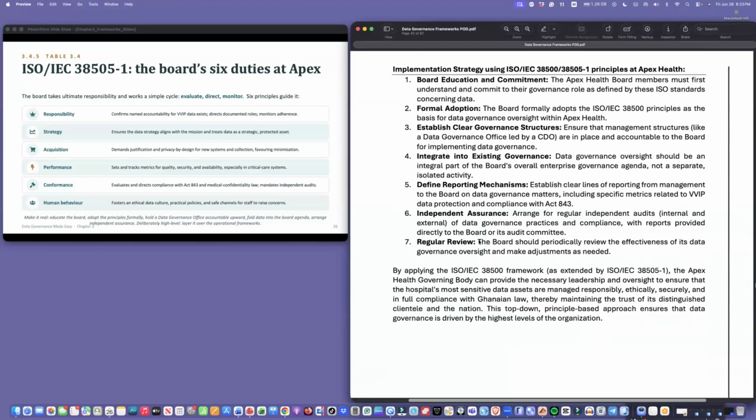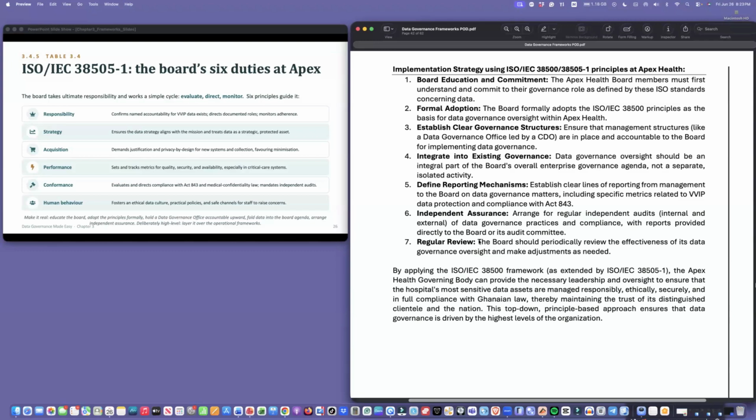Then you may go to a formal adoption. The board formally acknowledges that they are going to use ISO principles for data governance at their level, to have oversight over data governance activities in APEX Health. They will establish a clear governance structure by implementing a data governance office or a council. They'll put it in place and make it accountable to the board, so it reports to the board.